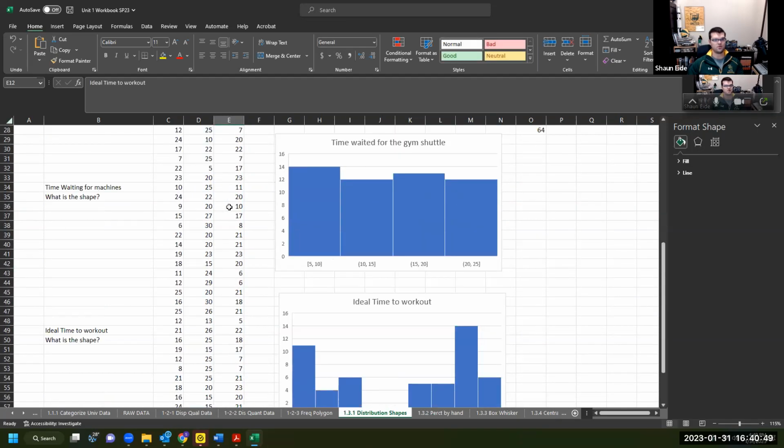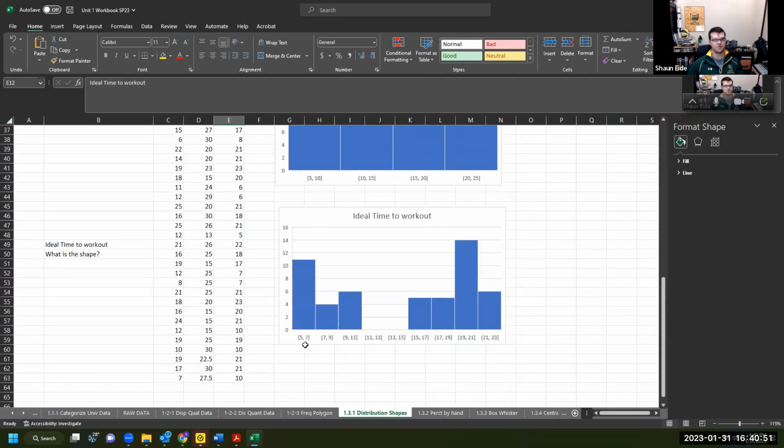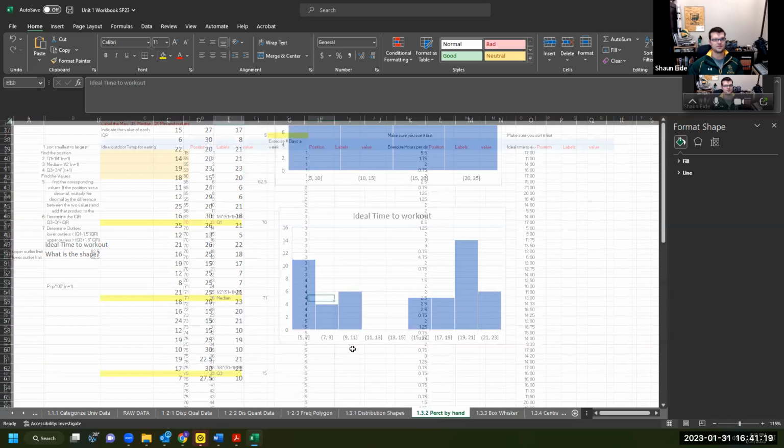Then ideal time to work out. There's some people who work out really early, some people who work out late. And this right here, even though you look at 19 to 21, that is the largest mode. This is what we would refer to when we're talking about the shape of data. This is bimodal data, because you've got one concentration of data over here, another concentration of data over here. So that would be bimodal data.